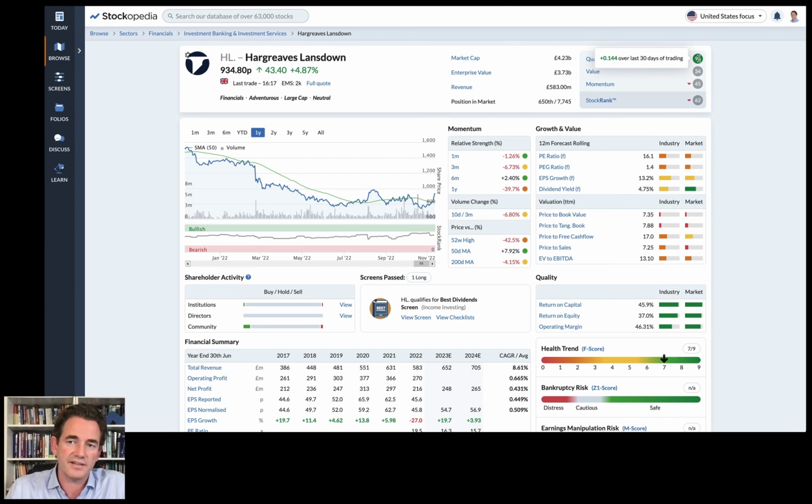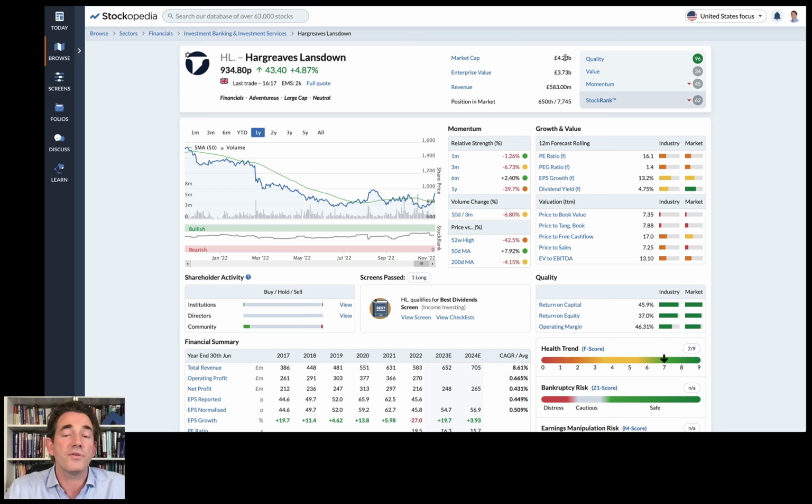Very, very high quality. 96 quality rank. 34 value rank. 45 momentum rank. So a bit below average on both of those. But the quality is obviously outstanding. Adventurous large cap. Neutral style. So it's not got a winning or a losing style.